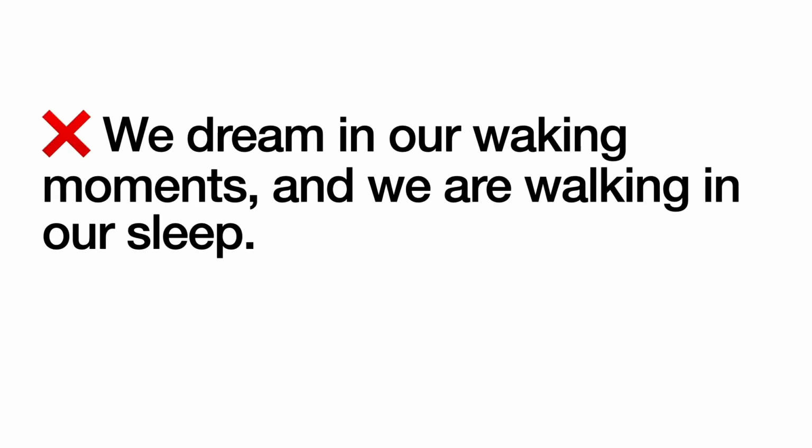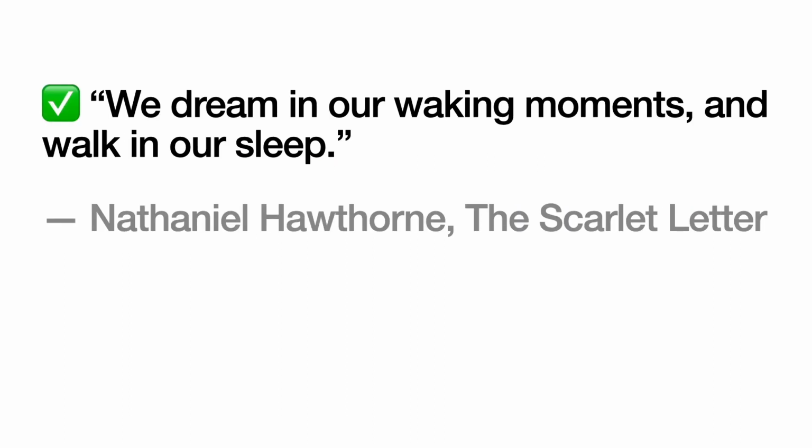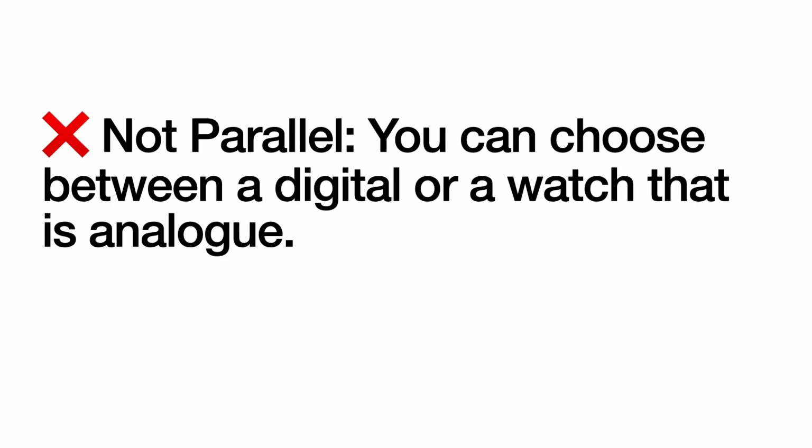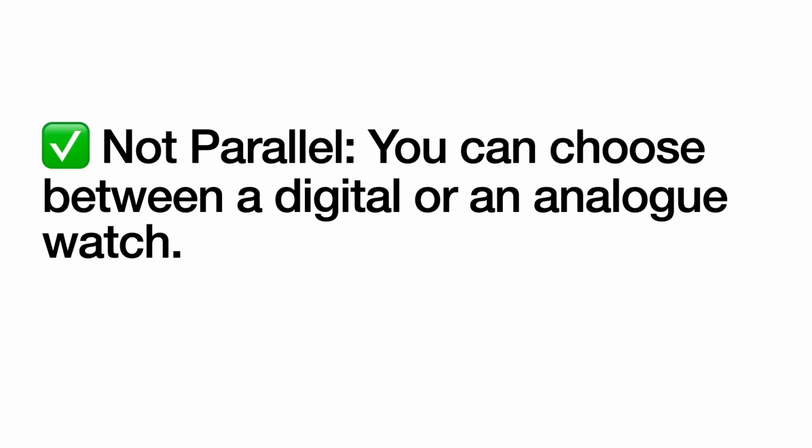Next sentence. We dream in our waking moments and we are walking in our sleep. We have to focus here on dream and walking, two verbs that need to become parallel. Should be we dream in our waking moments and we walk in our sleep. Third sentence. You can choose between digital or a watch that is analog. We're talking about a watch, and how do we make the sentence parallel? You can choose between a digital or an analog watch.